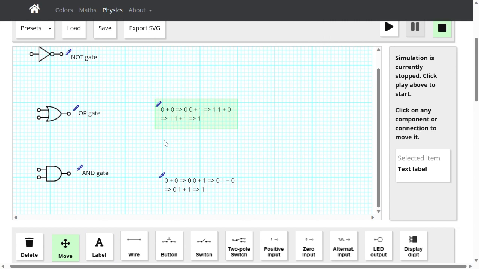Now we have this. So if we have off plus off, we will get off. Remember, this is the OR gate. So now if we have an off plus on, it will equal on. Yeah, it's slightly different. And if we have on plus off, it will equal on. Now if we have on plus on, it equals on.